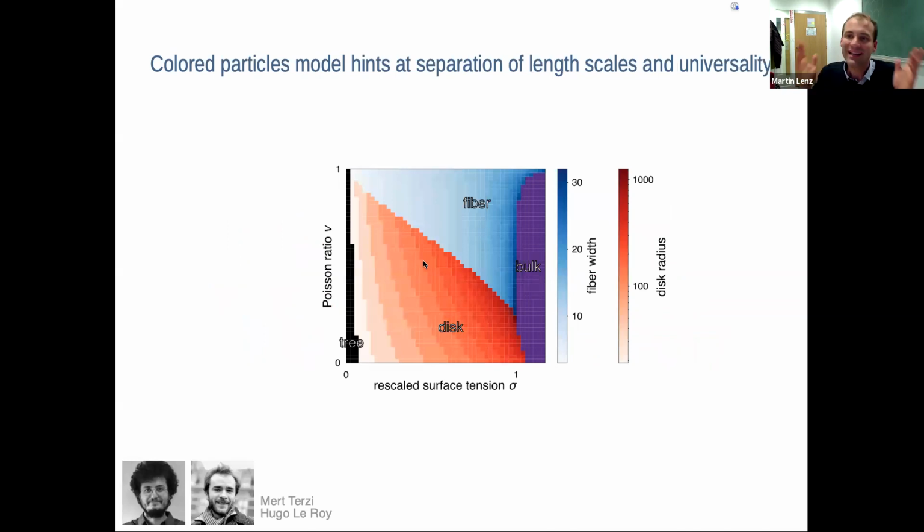And indeed, you can cast this in more mathematical elastic terms. And what you find is that depending on the parameters of your problem, namely the surface tension sigma that we have encountered before, as well as the Poisson ratio of the individual particles that we've introduced, you might push your system towards different types of aggregates, starting from something that's tree-like, as we have discussed before, all the way to a bulk, and going through a possible succession of just a fiber or a disk and then a fiber.